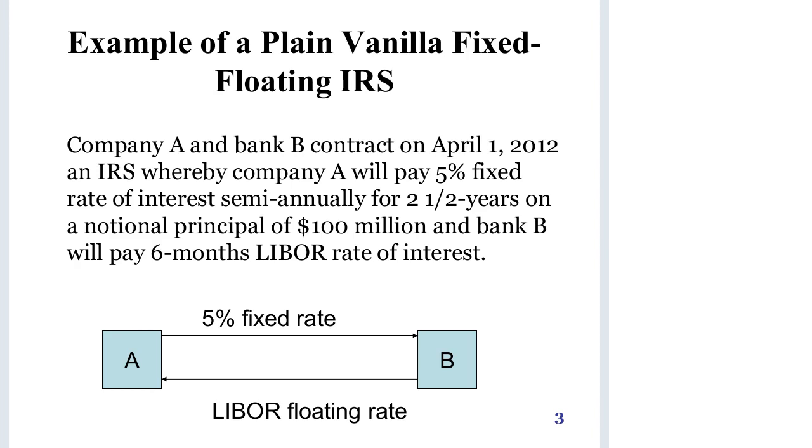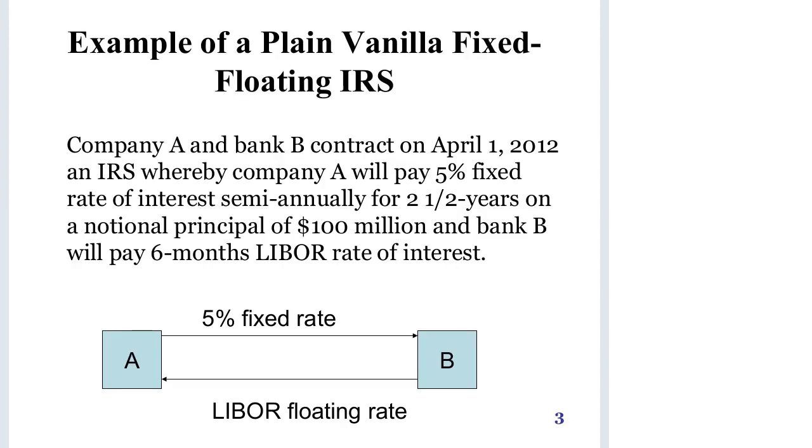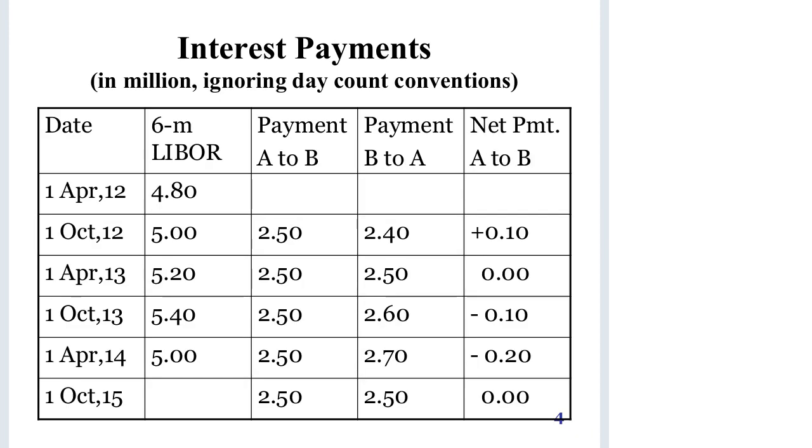So diagrammatically, this is what is happening. Now, how does the cash flow happen? This is what happens. Who pays whom? A pays B fixed. Look at the third column. Payment from A to B is 5% fixed per annum, payable semi-annually, and therefore it is 2.5% every 6 months, and that is what I am paying in that process. So that is the cost I am paying.